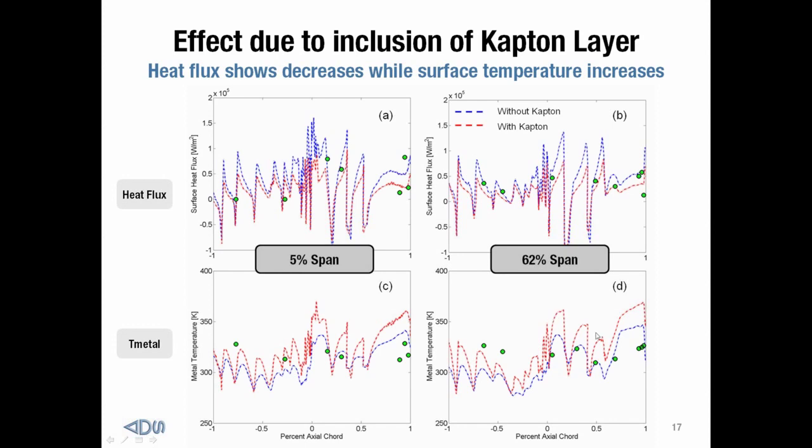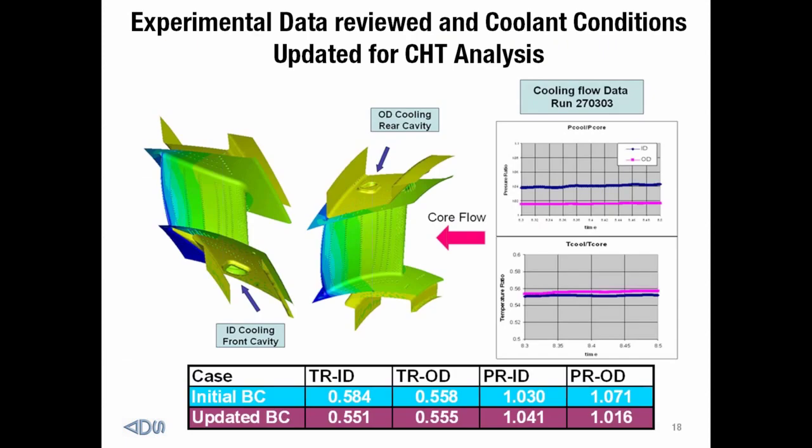Looking at the temperature, though, originally, one thing I forgot to mention, red is the new prediction with Kapton. Blue is our original prediction. So if you look at our blue original prediction, you could see that on the pressure side we were pretty severely under predicting here. Now with the addition of the Kapton, the temperature's gone up everywhere, so it's still not quite right, but now this is looking more reasonable.